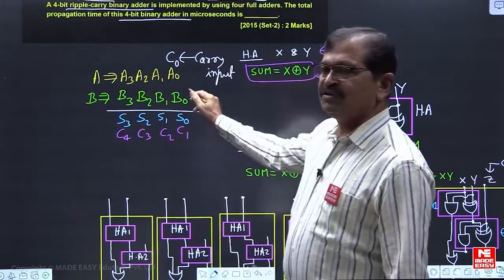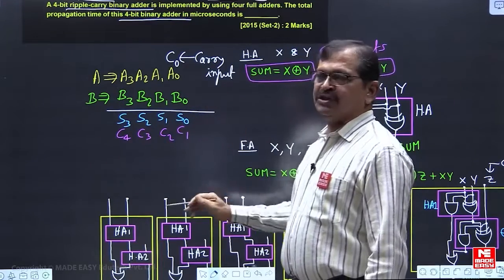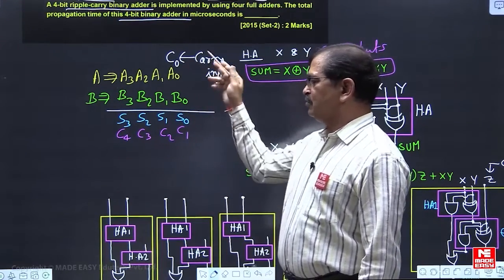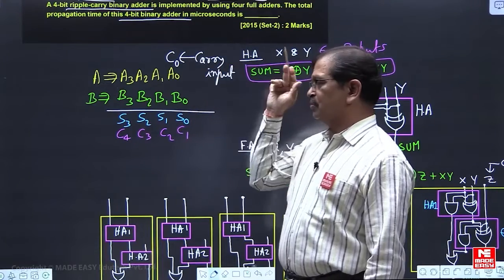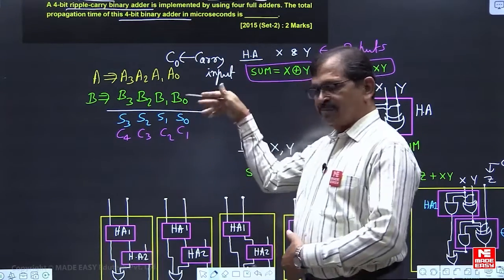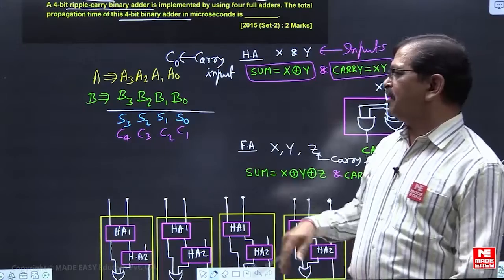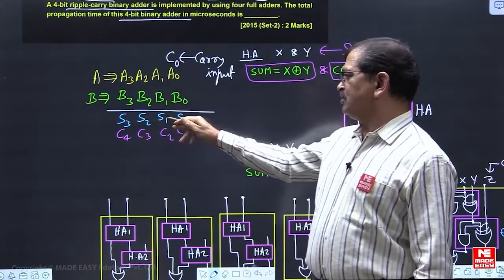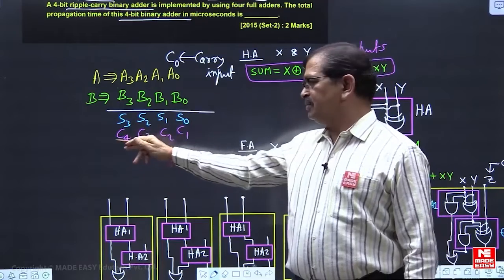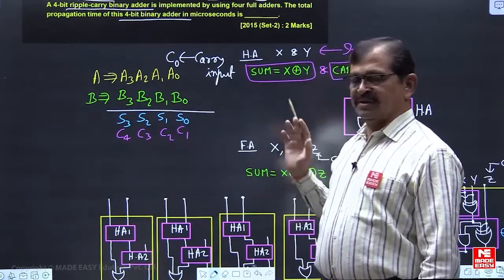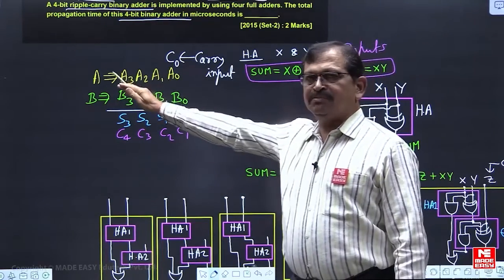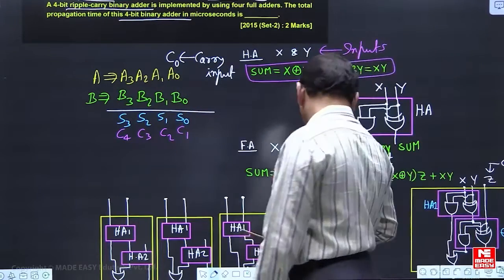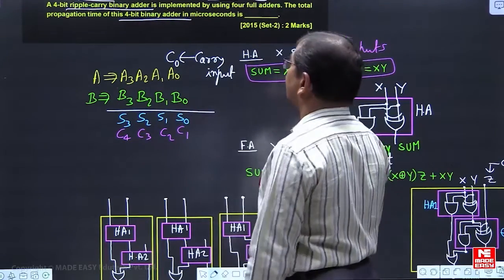So whenever we give these inputs to this 4-bit ripple carry binary adder with the initial carry C0, the sum bits must be S3, S2, S1, S0 and the carry bits must be C4, C3, C2, C1 respectively, from the MSB adder to the LSB adder. This should be obtained.